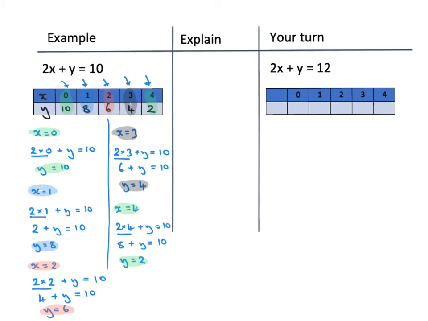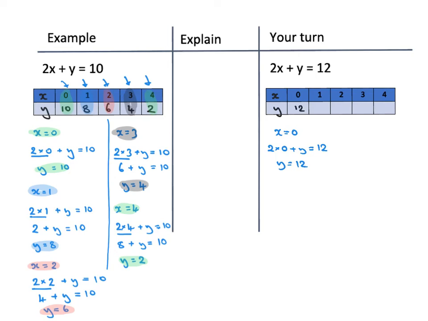So let's have a look at the question on the right-hand side. Again, we've got a very similar formula, and we're looking for the values of x between 0 and 4, and we're looking to find the values of y. Now, let's take one value of x at a time. So let's start with x equals 0. When x equals 0, 2 times 0 plus y equals 12. So that gives us y equals 12. So the first missing value in our table is 12.